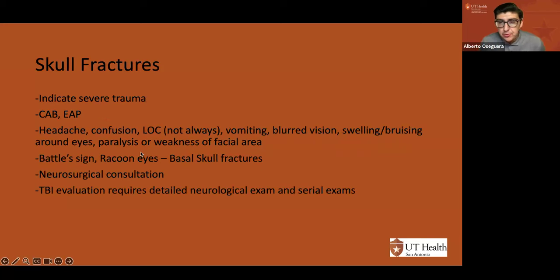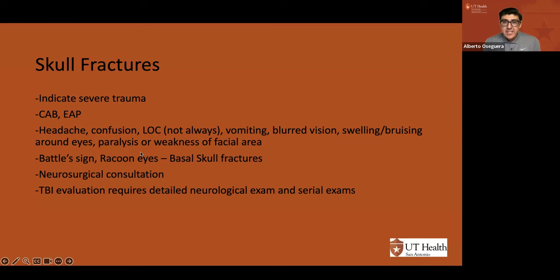Moving on to skull fractures. There are a lot of different bones that can be involved when thinking about skull fractures. To actually fracture the skull usually requires severe or significant trauma. So it'll be important, again, to activate EAP if indicated and to look for signs of any sort of emergency that may need to be addressed prior to just a simple skull fracture.